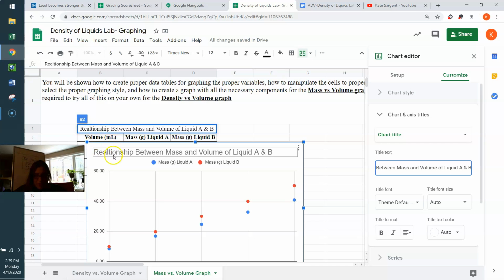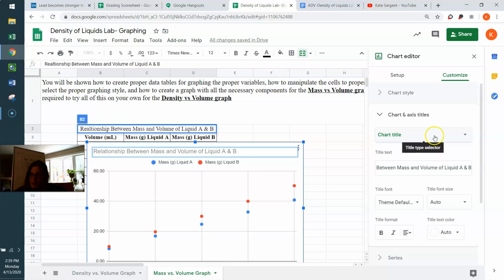And I should probably make sure I spell it correctly because that says relationship. So let's try relationship. You know, spelling kind of important. I'll fix the chart title afterwards. Alright, so here we go. So relationship between mass and volume of liquid A and liquid B. That's a really nice title.